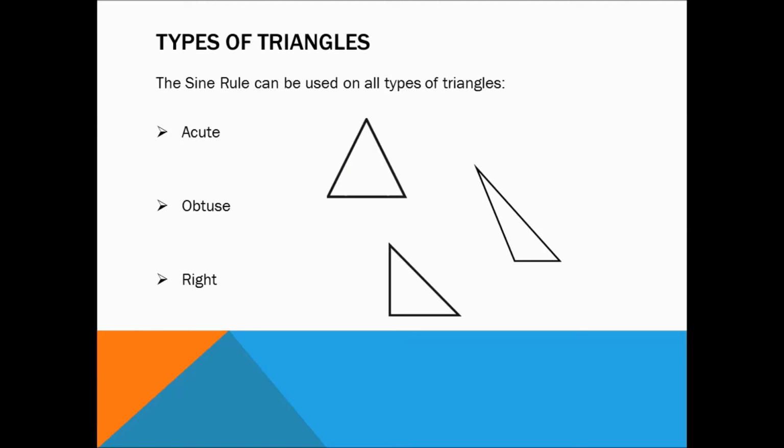The sine rule can be used on all types of triangles, so it can be used on acute triangles, obtuse triangles, and right triangles. Doesn't matter what type.